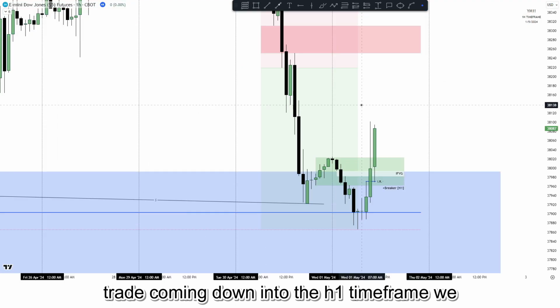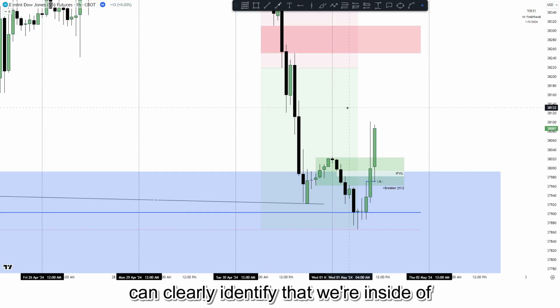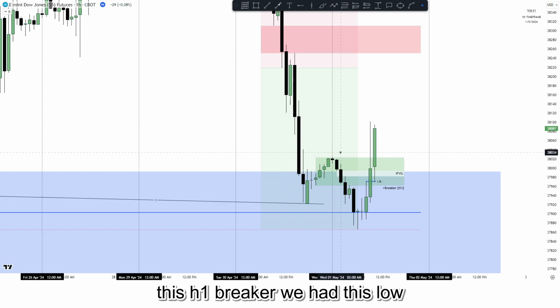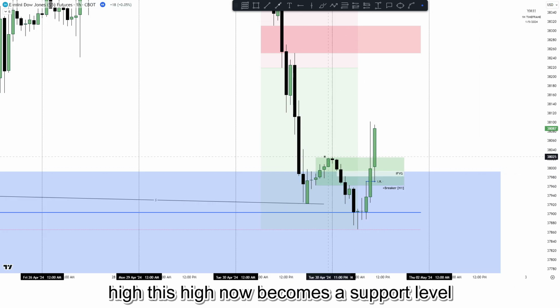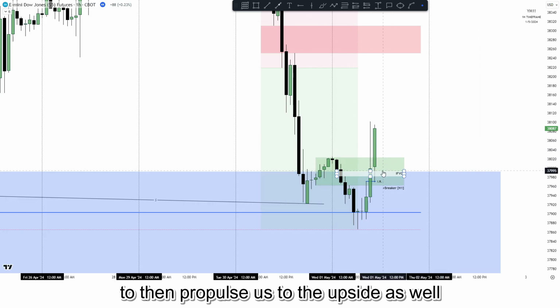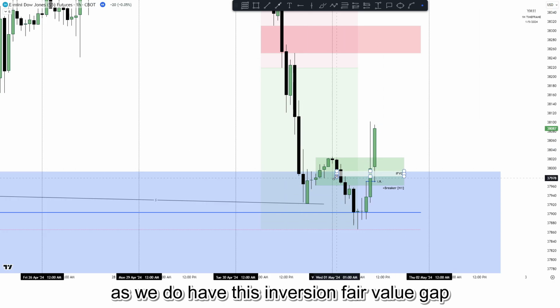Coming down into the H1 time frame, we can clearly identify that we're inside of this H1 breaker. We had this low, high, lower low. So as we break above this high, it now becomes a support level to then propulse us to the upside, as well as we do have this inversion fair value gap.